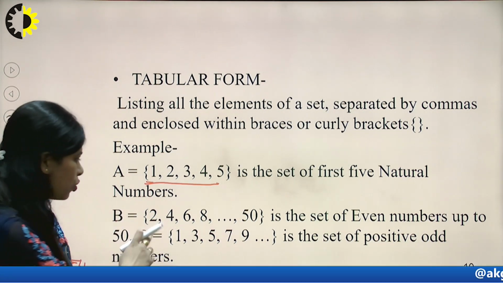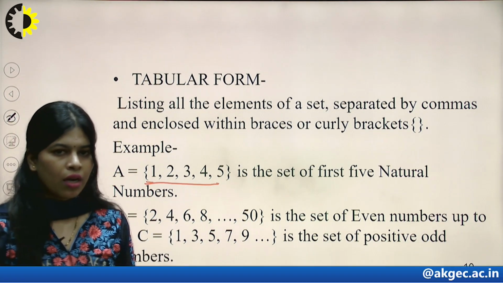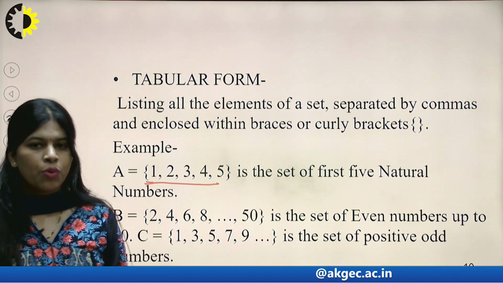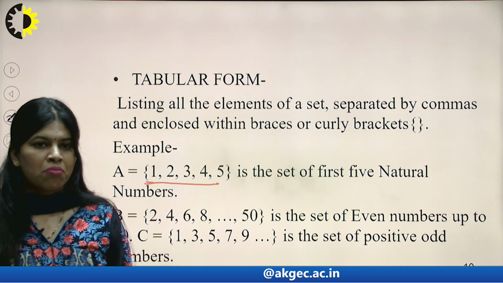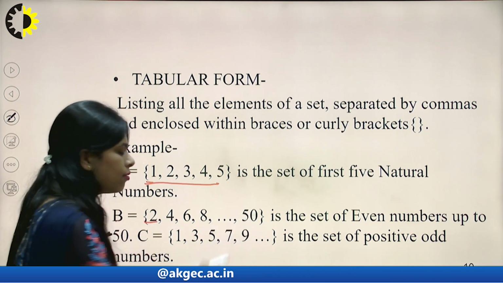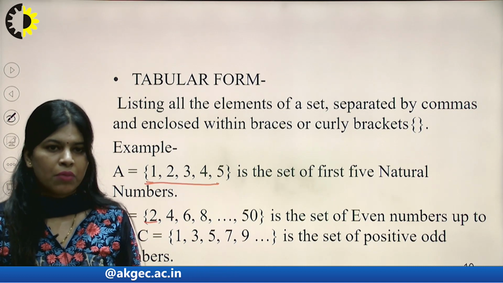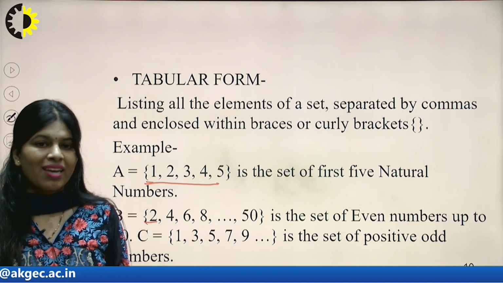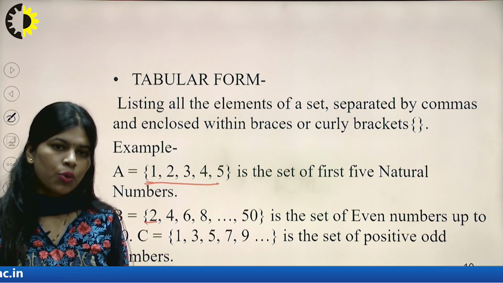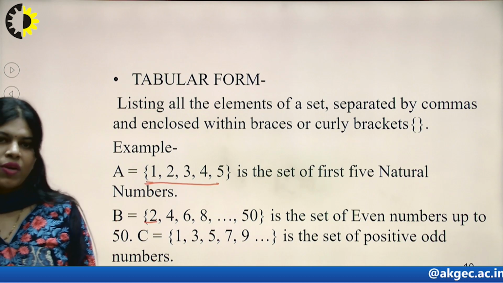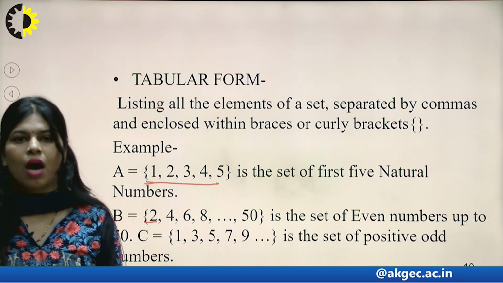If I am taking example number 2, that is B equal to the set, the elements should be considered 2, 4, 6, 8, meaning even numbers are considered in set B. We already know that even numbers start from 2, and we end the even numbers up to 50, meaning we have to take the even numbers from 2 to 50. So we can count the even numbers from 2 to 50.